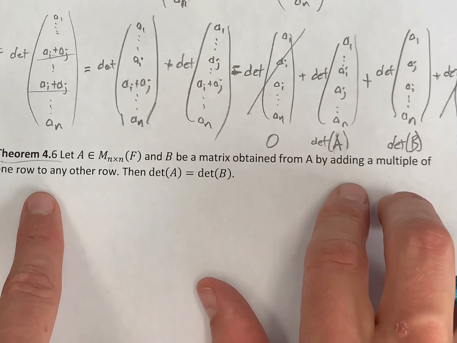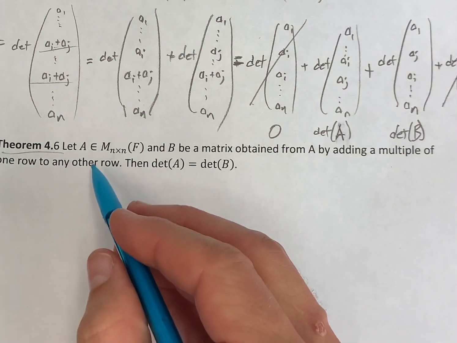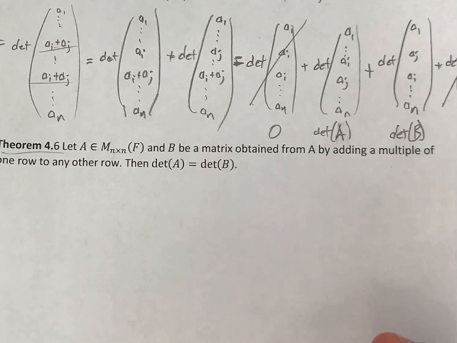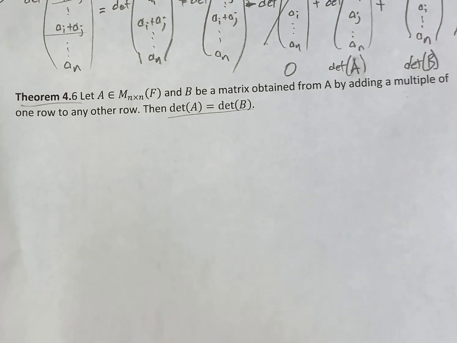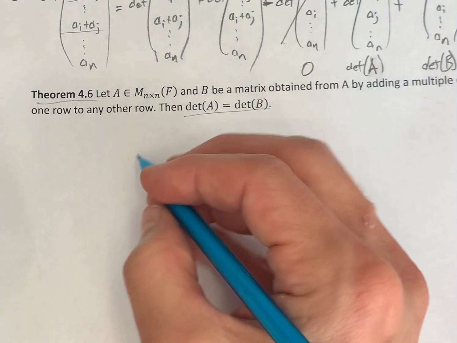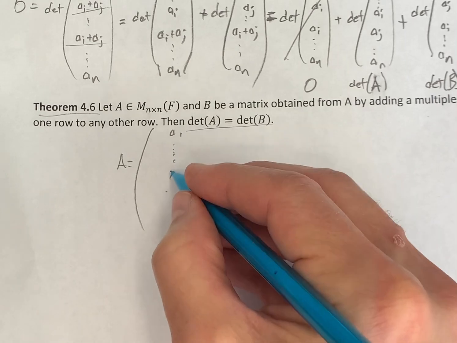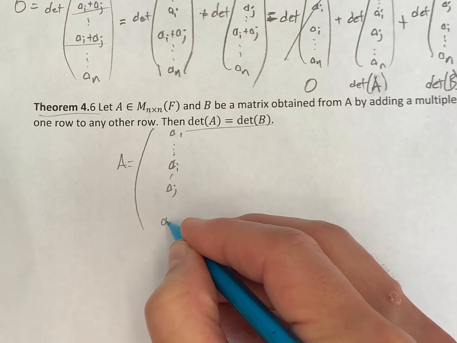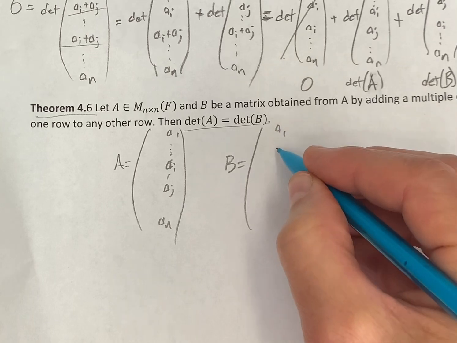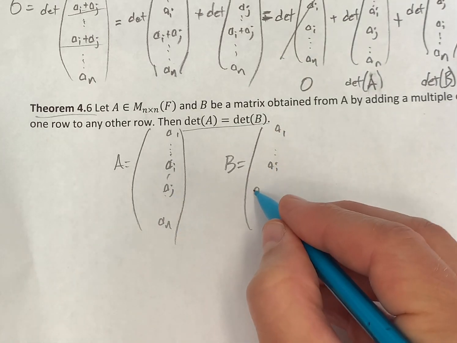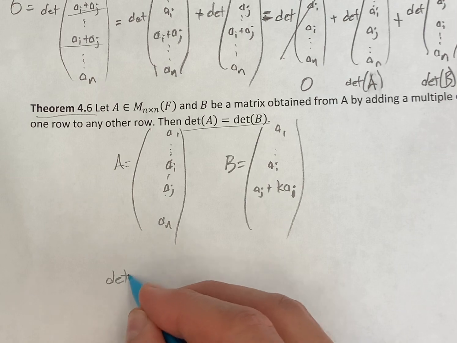Okay, so that's one of the 3 elementary row operations. The type 3 operation is that if A is a matrix and B is obtained by adding a multiple of one row to any other, the determinants are actually identical. That's sort of surprising. But think about this. Let A be like it was before: A1, and then you have an AI, an AJ, an AN. And then let B be A1, AI, and then instead of AJ, we have AJ plus K times AI.